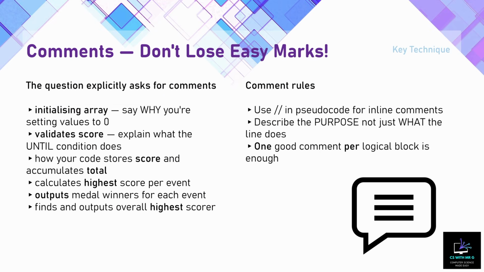And to finish off, for your comments, get those easy marks. Explain why you're initializing your array to 0, why you're validating your score, how you're going to store the score and keep a total, and that you're outputting the certain medal winner for each event. As long as you produce a good quality comment, you can typically put one good comment per logical block, meaning you don't have to comment every line of code because that would take forever, but one good comment per if statement or per loop.